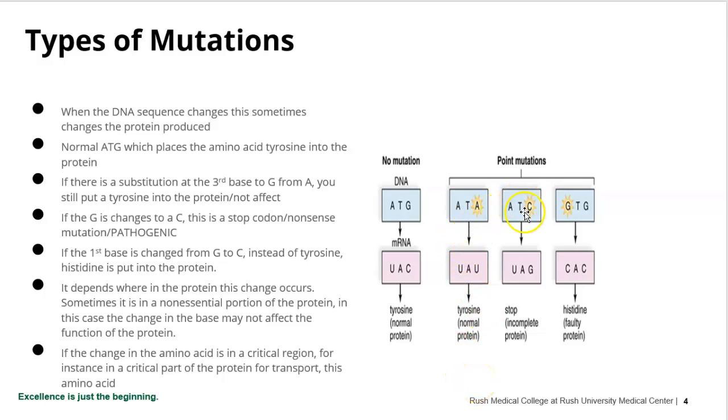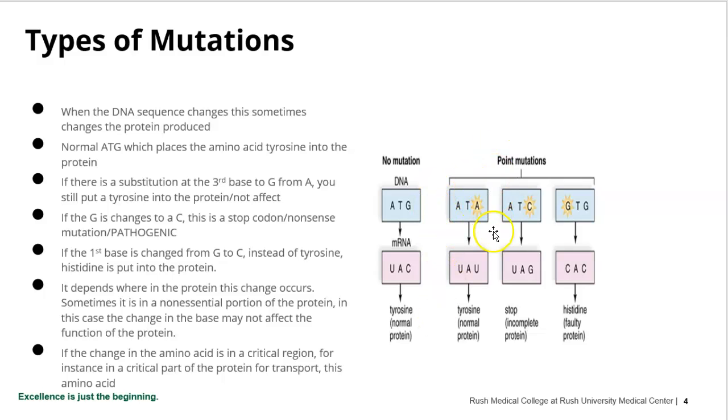But what if we go to ATC? Well, then we get UAG, which is a stop codon. So wherever this is, it just stops, and we get really no protein. Or we change from an ATG to a GTG, which puts in a histidine instead of a tyrosine. And that's a big deal.